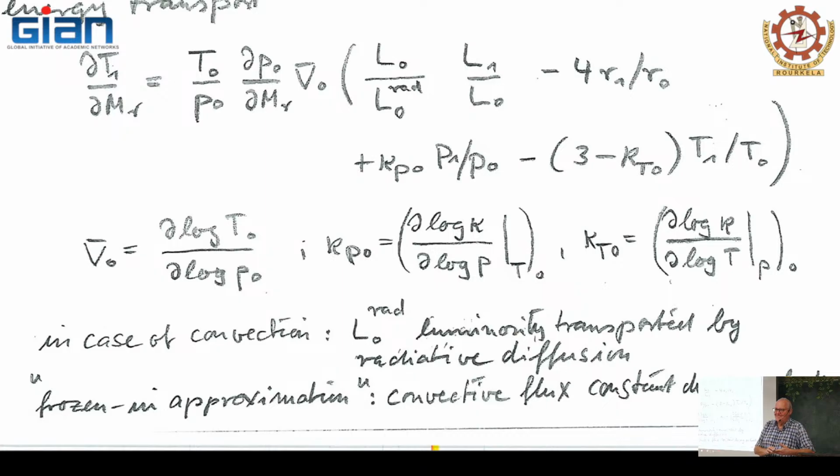How could you justify this approximation? Some idea? Well, if one considers the time scale of convection and the time scale of pulsation, if the pulsation is much faster than the convection, then it seems plausible to assume that the convection will not have time to react, so the convective flux will be maintained during a pulsation period. That's actually the justification of this frozen-in approximation.